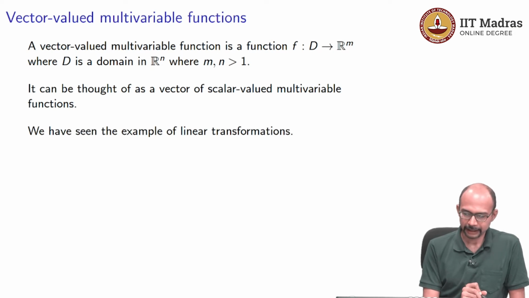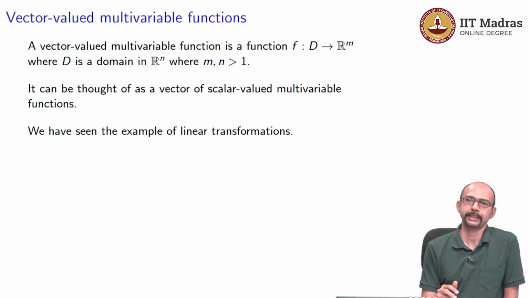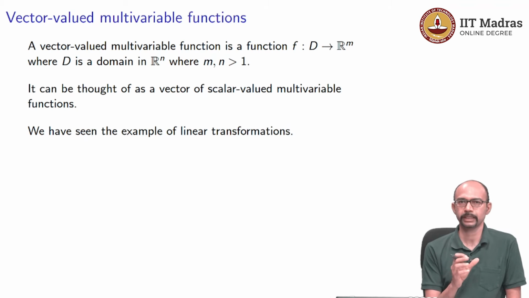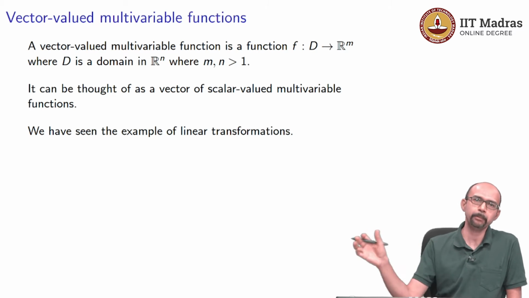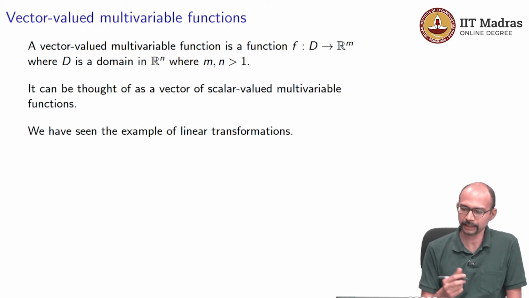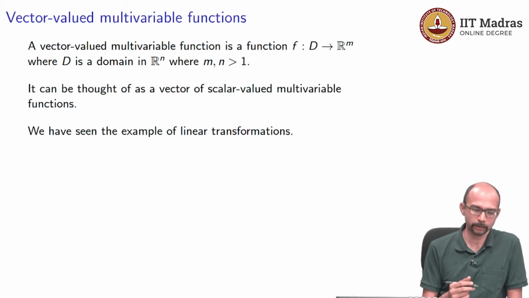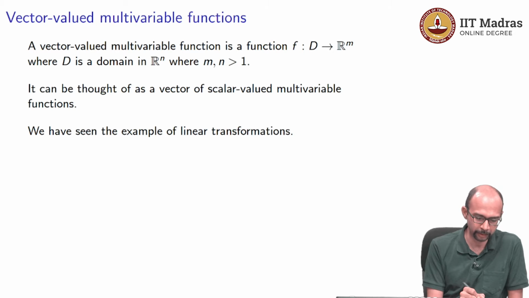And we have seen the example of linear transformations, which means you can take a linear transformation from Rn to Rm. That means for each coordinate you have a linear transformation from Rn to R. So you have linear combinations of your x1, x2, ..., xn, and then you have m many of those. That was exactly how we got linear transformations from Rn to Rm, and we could restrict those to some domain if we want to. So those will be vector valued multivariable functions.